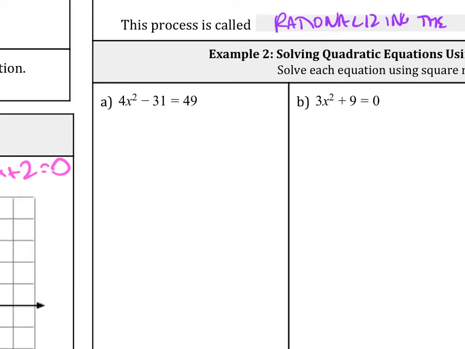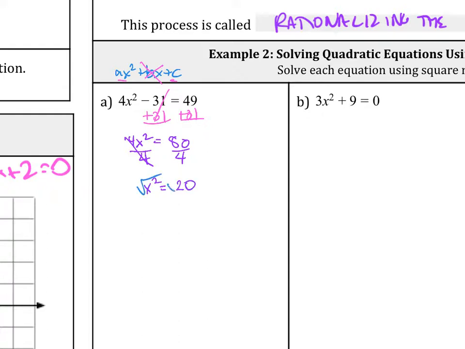So 4x squared minus 31 equals 49. We notice that this is the form ax squared plus bx plus c. Now when we're solving with square roots, we notice we don't have a b value, the middle term. So we just have the square and we have constants. So let's combine our constants together. So we have 4x squared equals 80. Then to isolate the square, we divide by 4. Our goal is to isolate the squared value. So we have x squared equals 20.